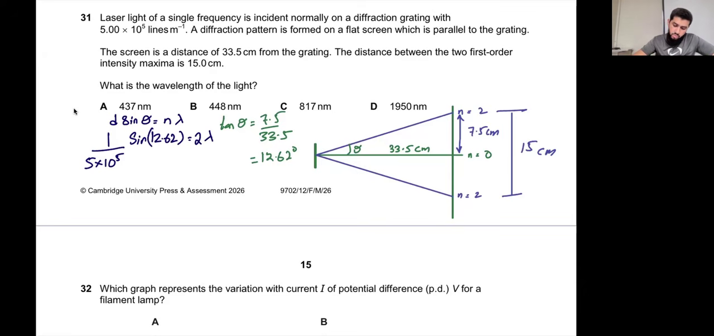No, n is equals to 2 ना. The distance between the two first order. बच्चे हमने जो एंगल निकाला है वो एंगल किसका निकाला है? वो फर्स्ट ऑर्डर का निकाला. हमने जो एंगल निकाला है वो तो सेकंड ऑर्डर के लिए निकाला है. नो, जस्ट अ सेकंड.